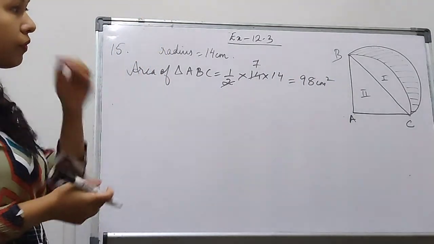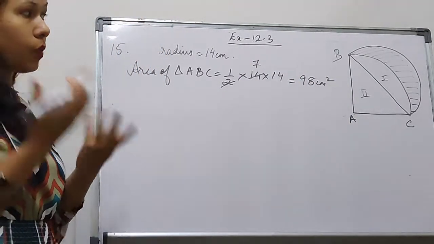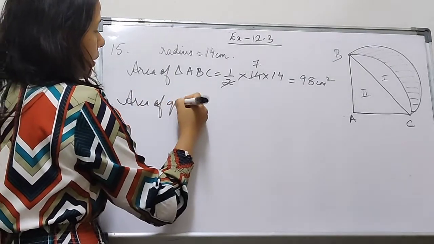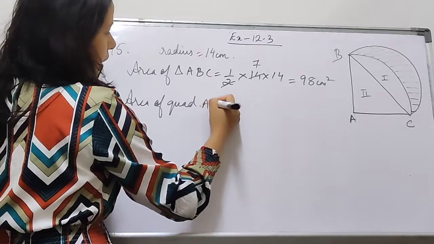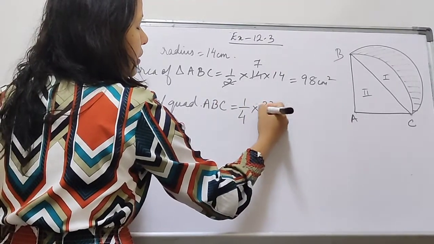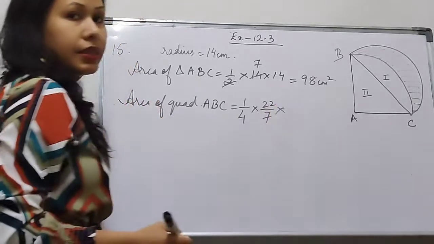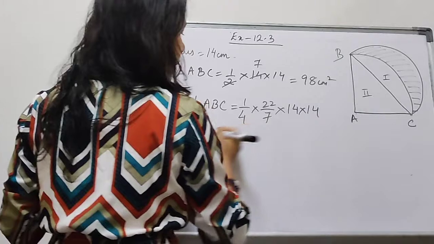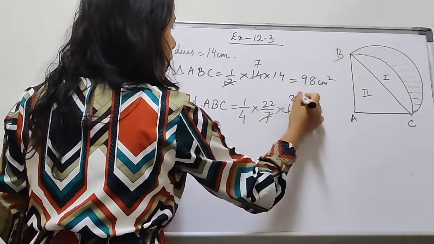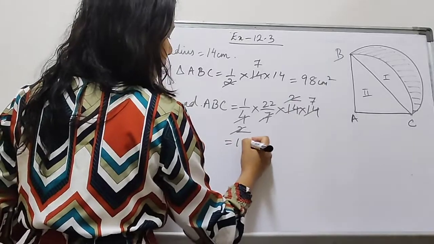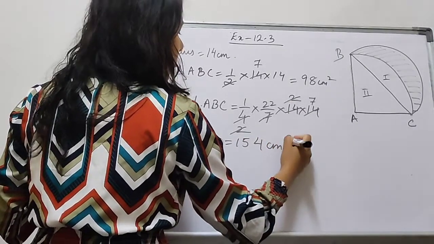Okay, then now we'll find out the area of the sector or the quadrant also we can use. So area of quadrant ABC, again we can name that. That will be what? 1 by 4 pi r square, that is 1 by 4 into 22 by 7. Then the radius is again what is there? 14, right? So 14 into 14. So 7 times 2, 2 times 2, and 2 times 7. And this is 154 centimeter square.